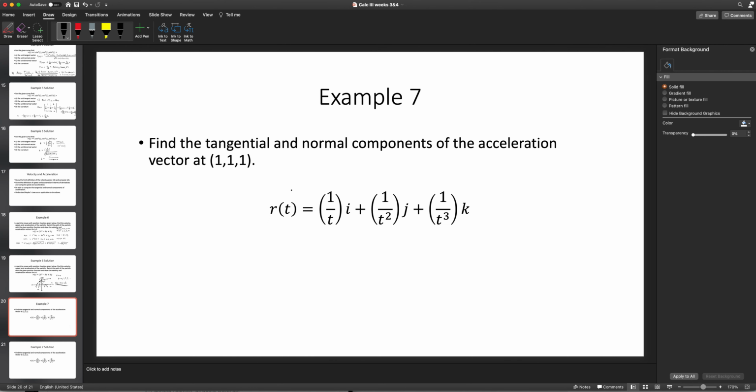All right, final example. We're going to be looking at finding the tangential and normal components of acceleration for the vector at 1, 1, 1 of the acceleration vector. So yeah, we're going to need to compute r prime of t and also r double prime of t.